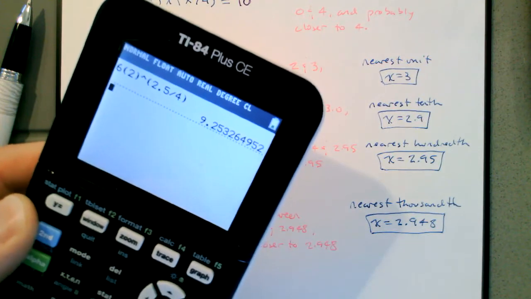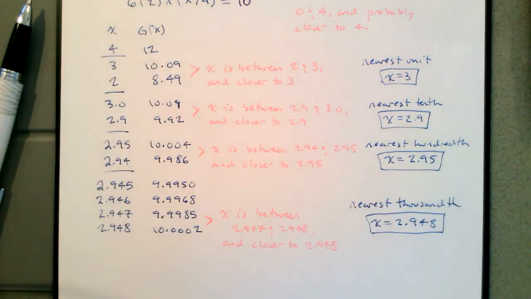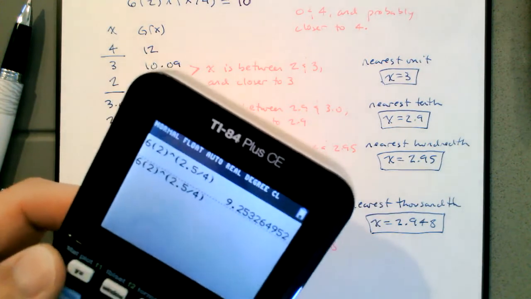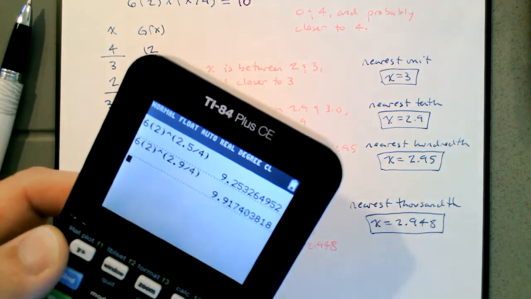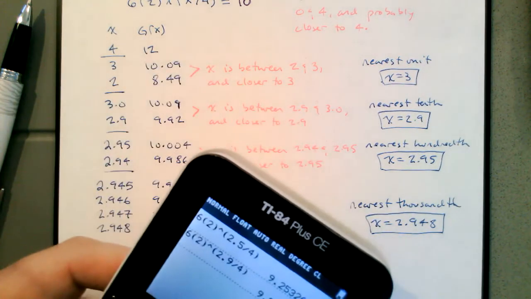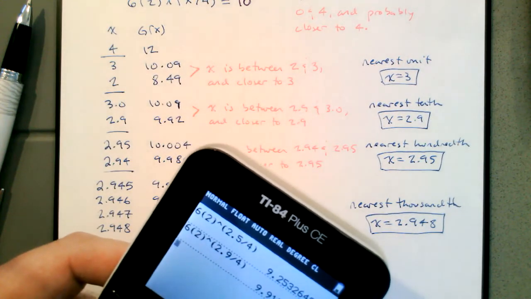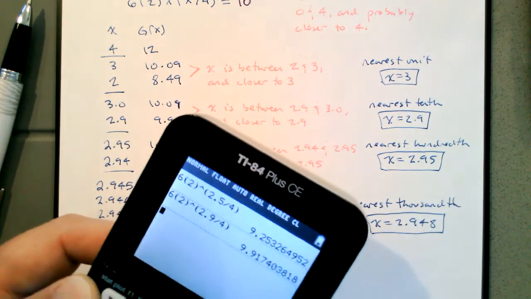2.5 over 4. Oh, 2.9. I wanted something closer. And that was too low. But now I've got it in between. 2.9 was below and 3.0 was above. So I know it's between those two values.